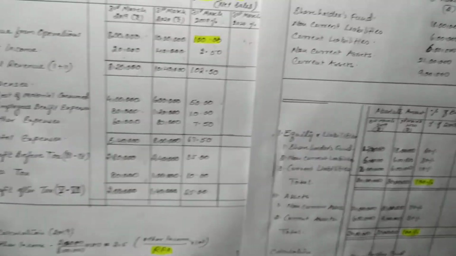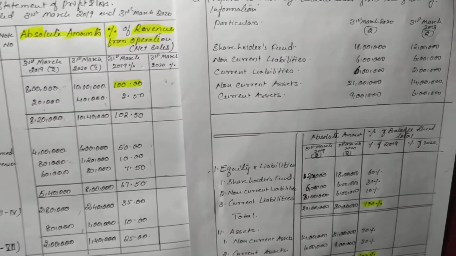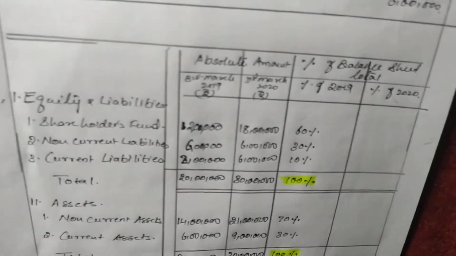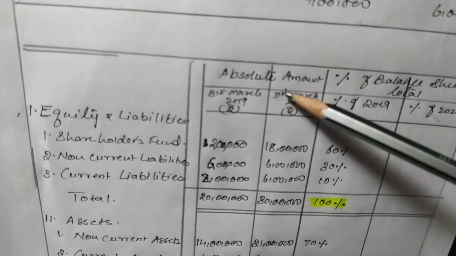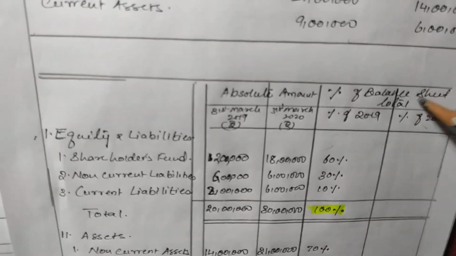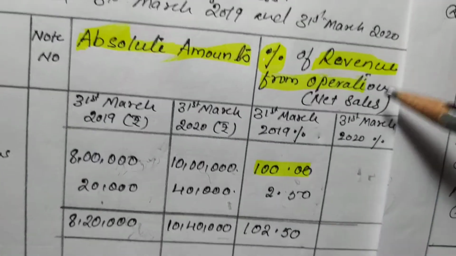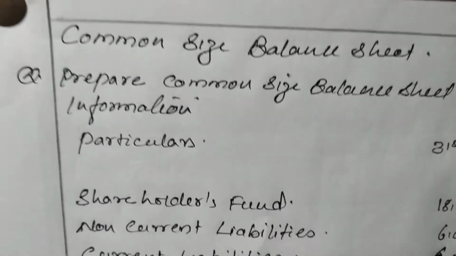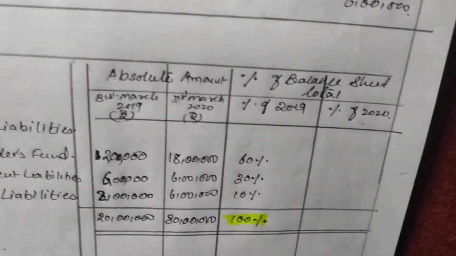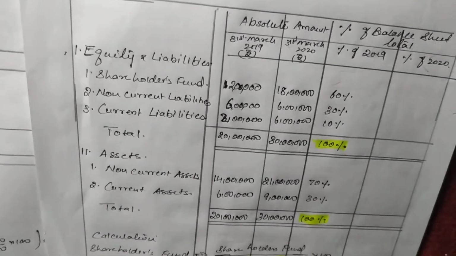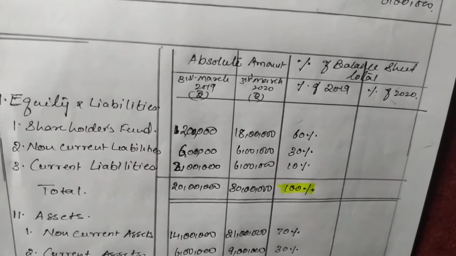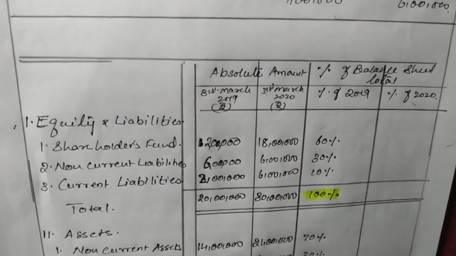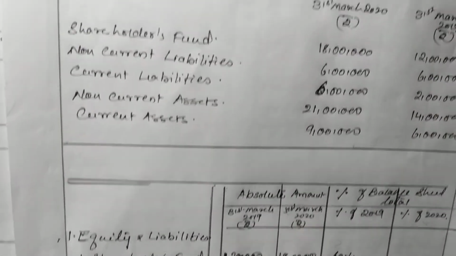Now next is the common size balance sheet. There will be no change in the format. The format will be the same here: particulars, note number, absolute amount, then percentage of balance sheet total. Here it was percentage of revenue from operation. Since we prepared the statement of profit and loss, here we have to prepare the common size balance sheet. So your percentage of balance sheet total. Okay, the columns are the same: particulars, note number, absolute amount, previous year, current year, and then percentage of balance sheet, previous year, current year.